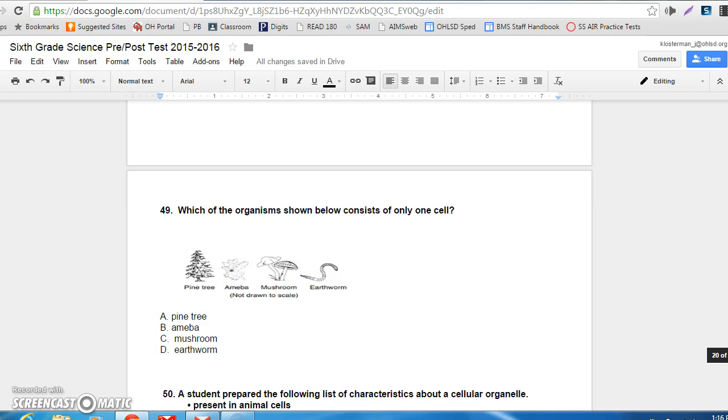Number 49. Which of the organisms shown below consist of only one cell? A. Pine tree, B. Amoeba, C. Mushroom, D. Earthworm.